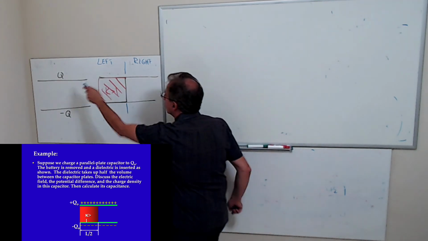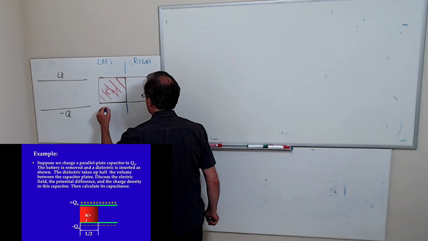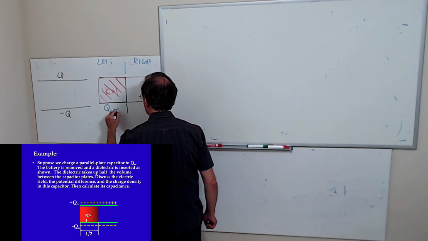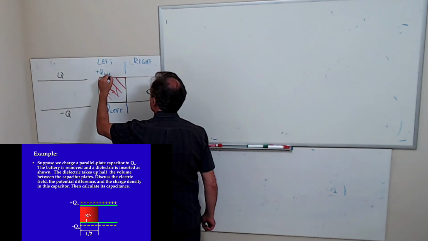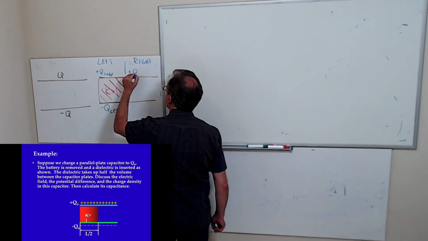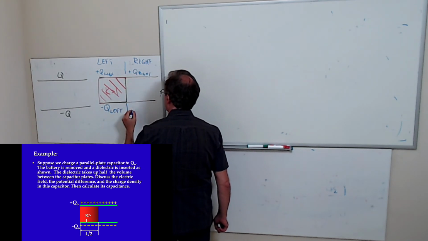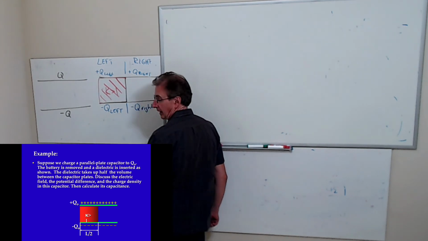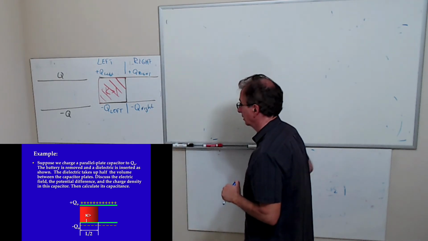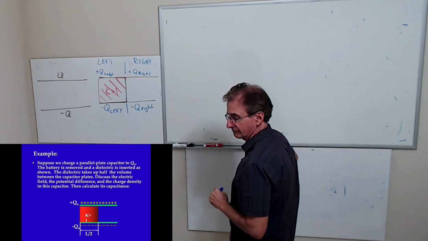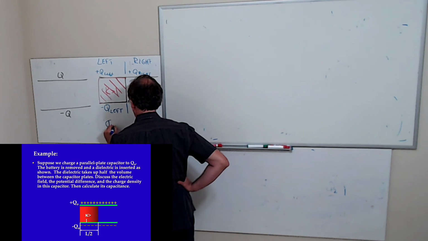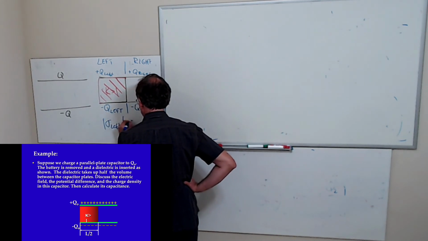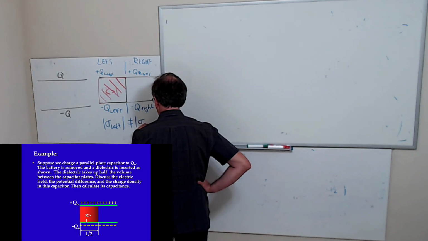The charge Q is going to rearrange itself so that you have Q left on this side, minus Q left, plus Q left. And on this side, you're going to have plus Q right and minus Q right. And the sum of these two has to be equal to Q, because charge isn't going to go anywhere. And that means that sigma left, at least the magnitude of sigma left, is not going to be equal to the magnitude of sigma right.